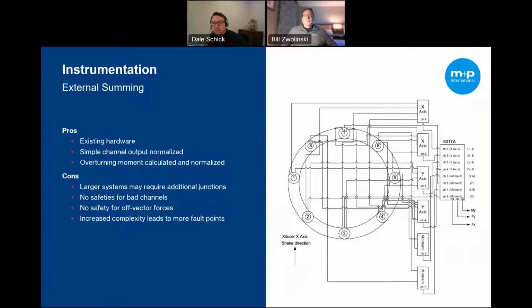External summing has the advantage of providing an independent hardware solution, so this uses fewer control channels. However, the increased complexities can lead to more failure points, and individual cables must be independently verified before the test.